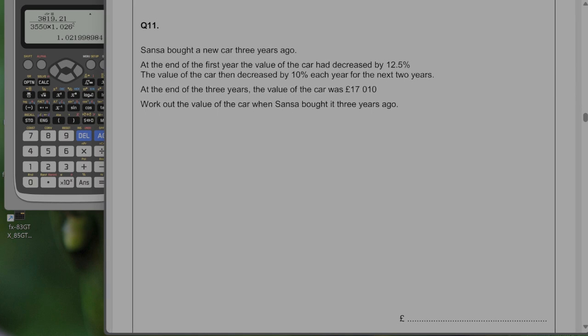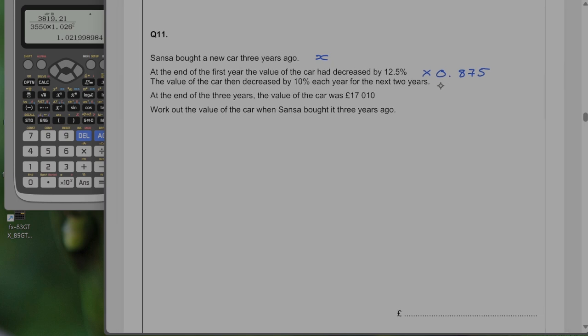Right, question 11. Sansa bought a new car 3 years ago. At the end of the first year, the value of the car had decreased by 12.5%. The value of the car then decreases by 10% each year for the next 2 years. At the end of the 3 years, the value of the car was £17,010. Work out the value of the car when Sansa bought it 3 years ago. Right, so I'm going to call that price x to start with. At the end of the first year, it had decreased by 12.5%, so that would become a multiplier of 0.875. The value then depreciates by 10% each year, so that's a multiplier of 0.9.